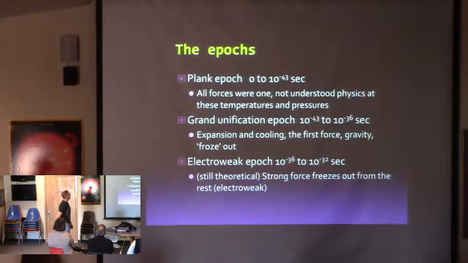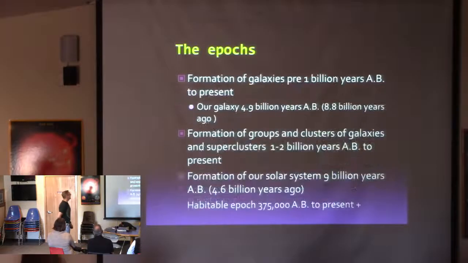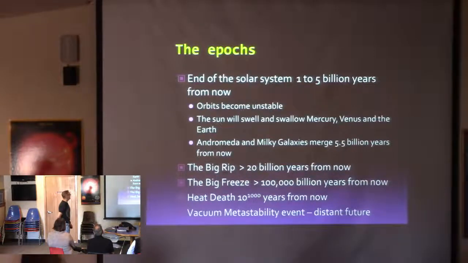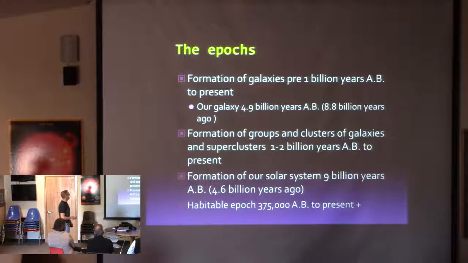All right, so we've kind of hit this really well, so let's keep on moving. We talked about the end. Let's get to the past and present: the formation of our galaxy about 9 billion years ago, and our solar system 4.6 billion years ago.